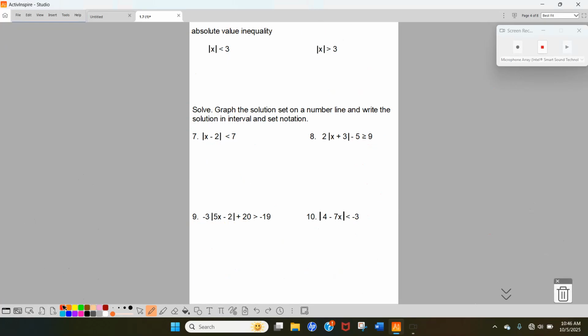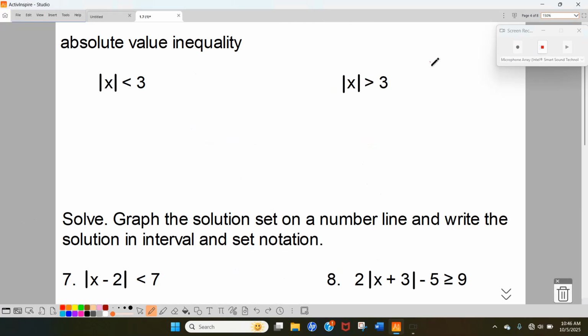All right, so for absolute value, we have to remember what absolute value means. So this is saying the distance from 0 is less than 3 units. So if you think on a number line, the distance from 0 being less than 3 units would mean somewhere between -3 and 3. So we would have all of these numbers. So x would fall between -3 and 3. Or I could write that as x is greater than -3 and x is less than +3.